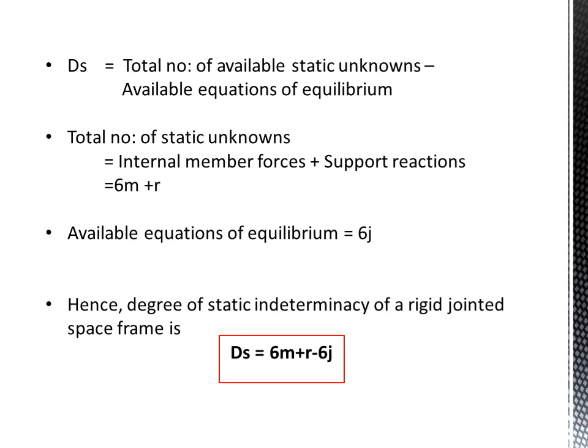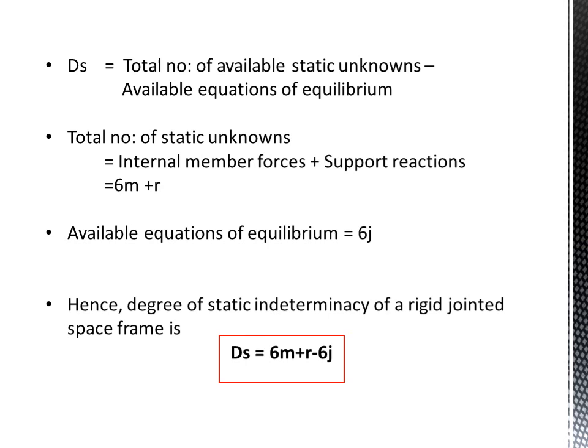So in a space frame, in each member, 6 member reactions can be generated. That is 1 axial force, 2 shear forces and 3 moment reactions. So if M denotes the number of members, then the total internal member forces is equal to 6 into M, is equal to 6M, and the total number of static unknowns is equal to 6M plus R.